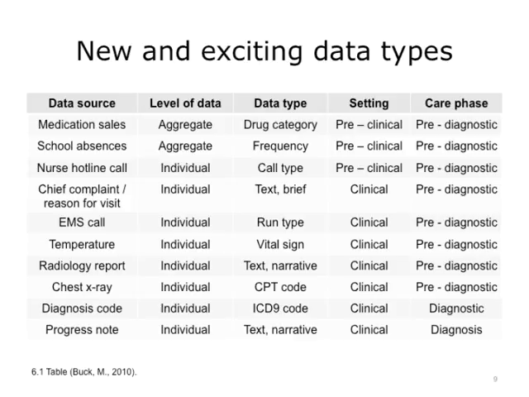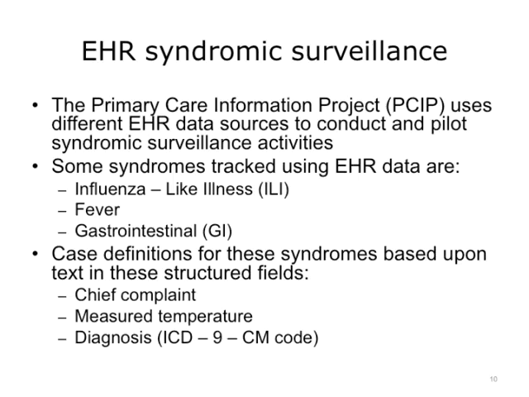Diagnostic phase data includes diagnosis codes and text taken from progress notes. The Primary Care Information Project at the New York City Department of Health and Mental Hygiene uses a number of different EHR data sources to conduct and pilot its syndromic surveillance activities. Some of the syndromes tracked using EHR data are influenza-like illness, ILI, fever, and gastrointestinal illness, GI. Case definitions for these syndromes are based upon text in the following structured fields: chief complaint, measured temperature, and diagnosis, ICD-9 code.